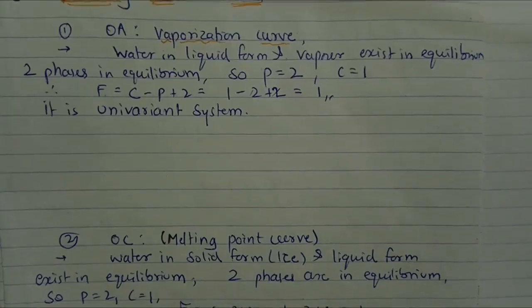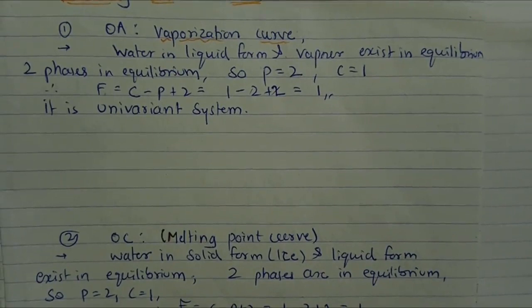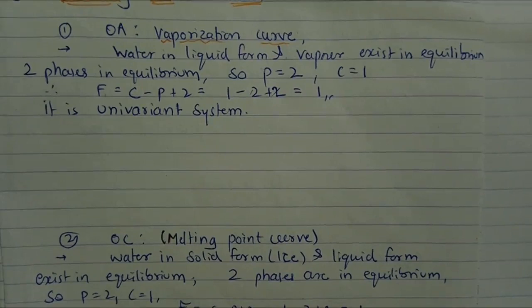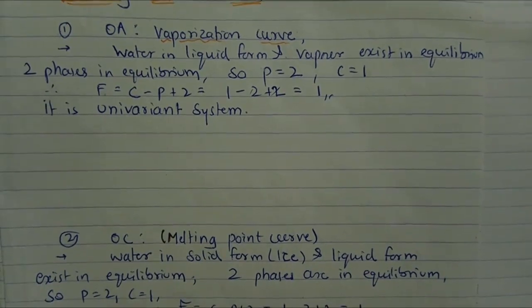Now let us consider the vaporization curve OA. Now we know that at vaporization curve, water in liquid form and vapor exist in equilibrium. That means at this curve we have 2 phases in equilibrium. So P is equal to 2 and C is equal to 1. So the degree of freedom here will be C minus P plus 2, that is 1 minus 2 plus 2, that is 1. So it is a univariant system.